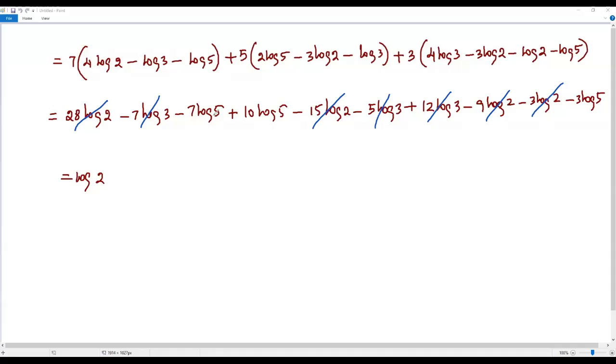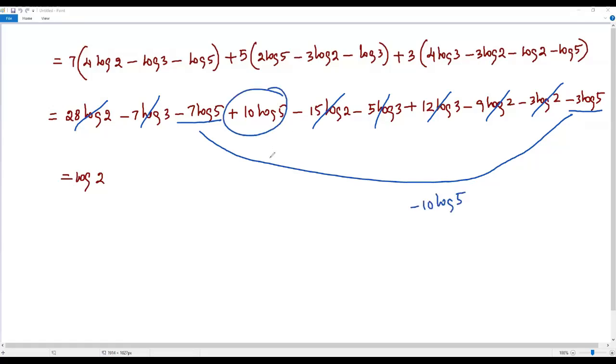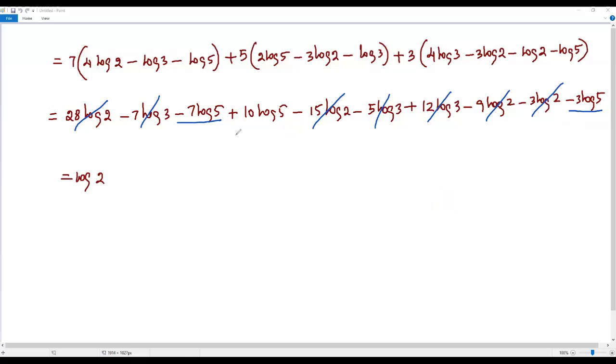Okay, now let's take the logarithms which have argument 5. So here 5, here 5, and here 5. Now these two logarithms are having negative sign. When I combine these two logarithms, I'll be getting negative 7 log 5, negative 3 log 5. When I combine them, I'll be getting negative 10 log 5. But here it's positive 10 log 5, so it's a 0 pair. So combining the three logarithms here results in 0. So the simplification of the given logarithmic expression is just log 2.